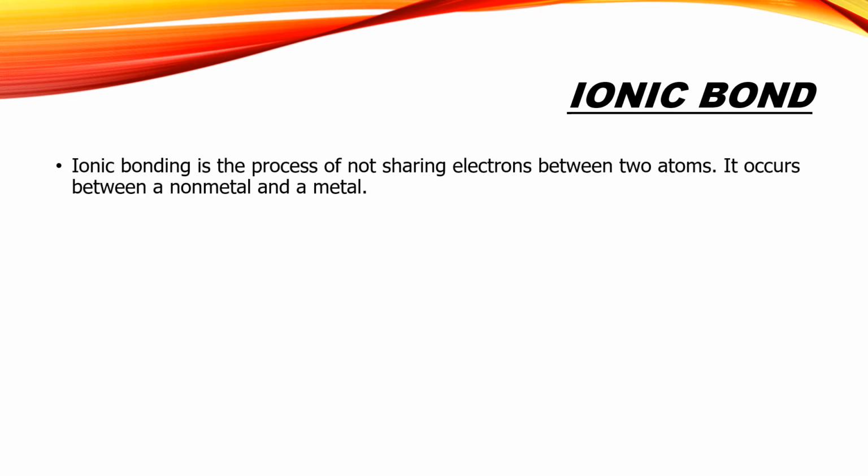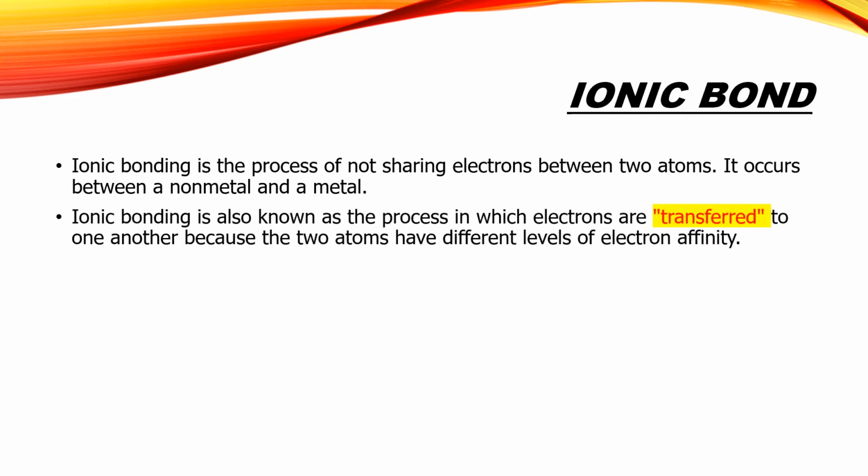Now we are going to discuss ionic bond. Ionic bond means, I don't know Gujarati. So ionic bond is the process of not sharing electrons between two atoms. It occurs between a non-metal and metal. Ionic bonding is also known as a process in which electrons are transferred to one another because the two atoms have a different level of electron affinity.